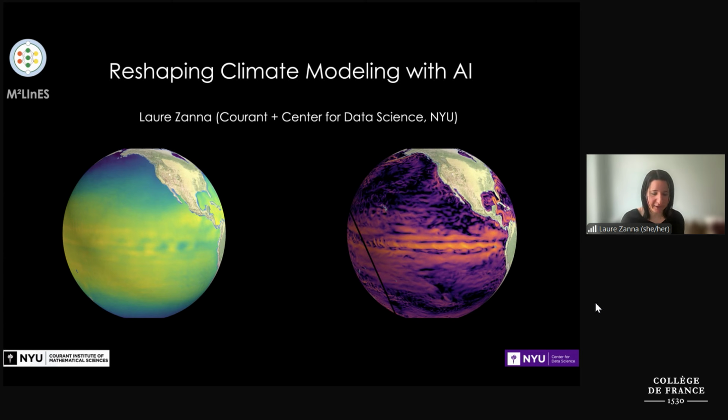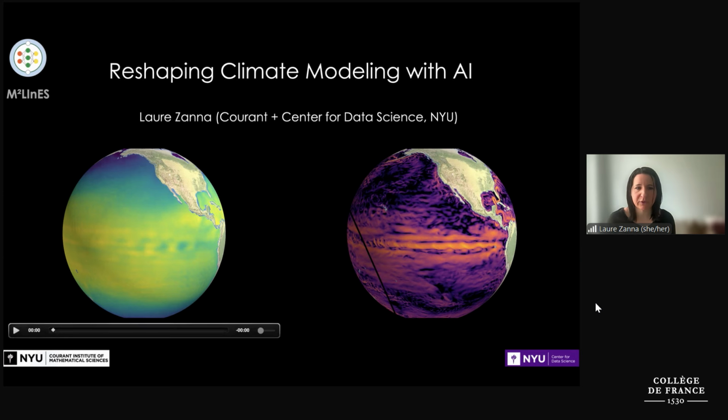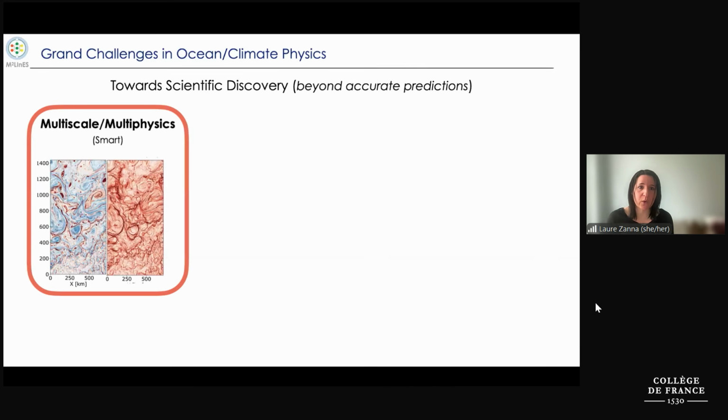But again, I appreciate the opportunity to tell you a little bit about the work we've been doing on using AI to, I would say, improve climate models, or at least rethink a little bit the way data and AI together can help us move forward in understanding how different components of the climate system work. So I want to start the talk by presenting the grand challenges. And I think it's always important to think about what we use climate models for.